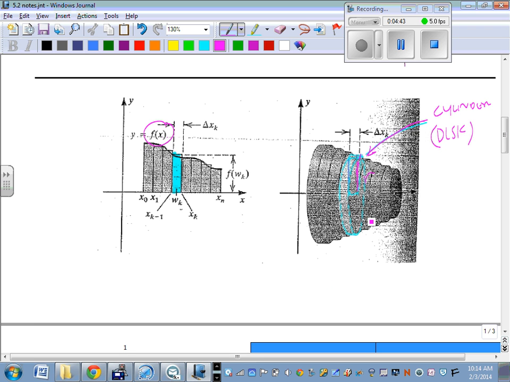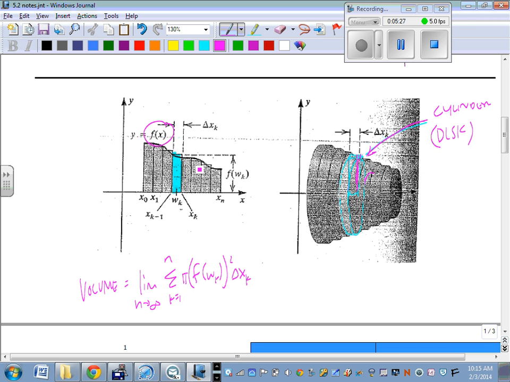So to find the volume of this whole shape using cylinders, if we went back and did it from the very beginning, we would have to take the limit as n approaches infinity of the sum from k equals 1 to n of all of those volumes. So the volumes are just going to be pi times the radius, which is our function, so we can say f of w sub k squared, times the height of the cylinder, which would be delta x sub k. Right, that big ugly formula gives us the exact volume.